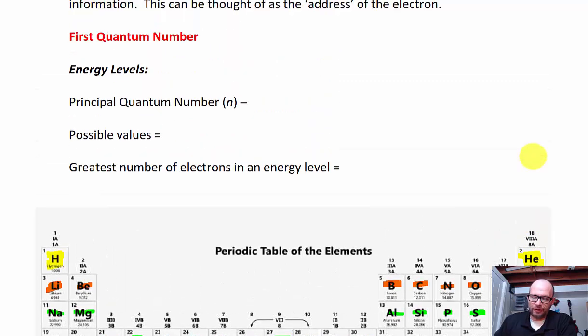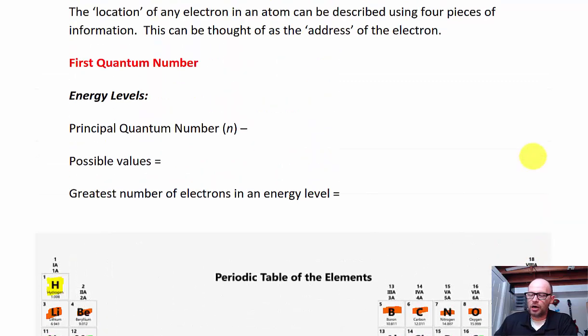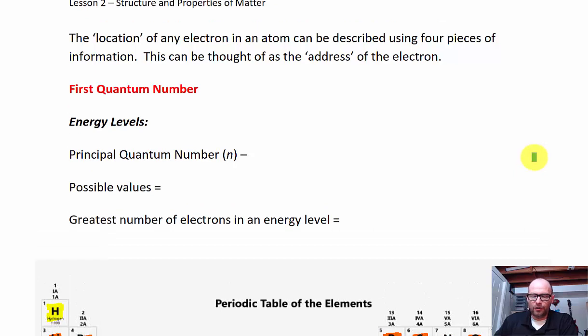But the old system, what we talked about is we talked about rings. The new way of describing the atom, or the quantum mechanical way of describing the atom, talks about 4 pieces of information to know where the electrons go. What we're really looking at is the location, or the address, or the energy of each electron in the atom. So the first piece of information, this is exactly just like the numbers from the old rings.